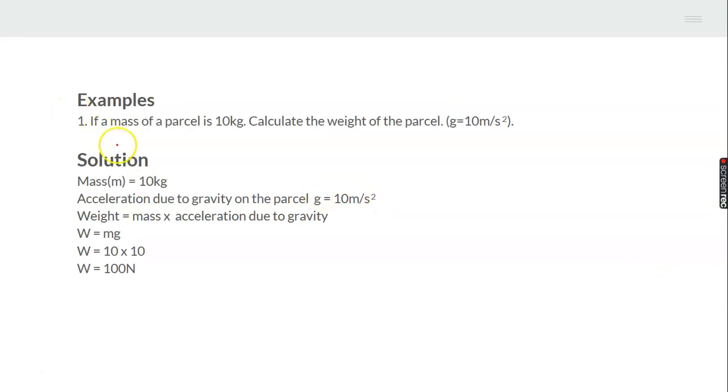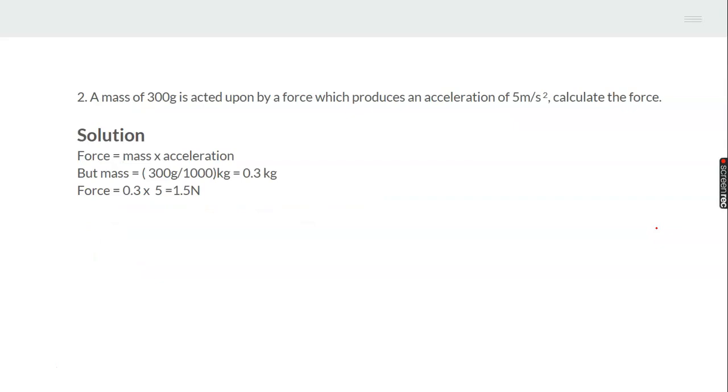Examples. If the mass of a parcel is 10 kg, calculate the weight of the parcel. g is given as 10 meter per second squared. So as you all know, mass is 10 kg. Acceleration due to gravity on the parcel to pull it down is 10 meter per second squared, and weight equals mg, right? Don't forget, W equals gravitational what? Force, which is mg, which gives us mass, 10 kg, times acceleration due to gravity, 10 meter per second squared, and our answer will be 100 newton. Don't forget the SI unit of force is newton, because work done is acting on a force.